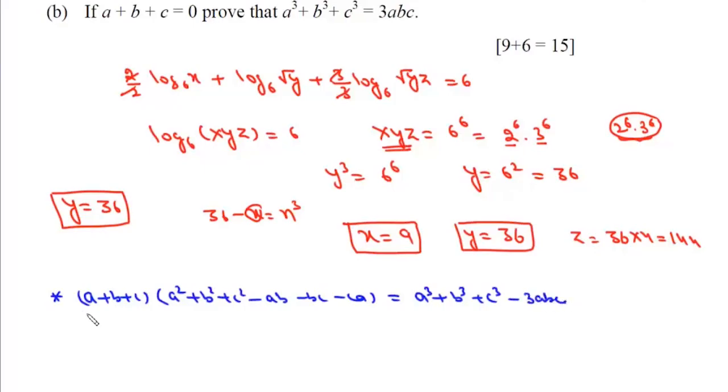Now the question says a plus b plus c is 0. Now we put it equal to 0. This expression on the right hand side will also be 0. So from here we can say, if a plus b plus c is 0, then a cube plus b cube plus c cube must be equal to 3abc. And that is the answer to this question.